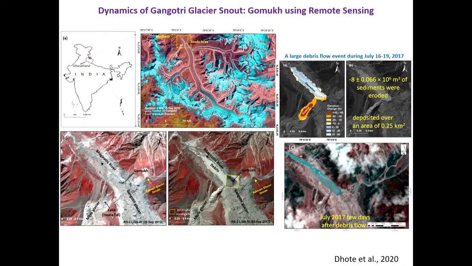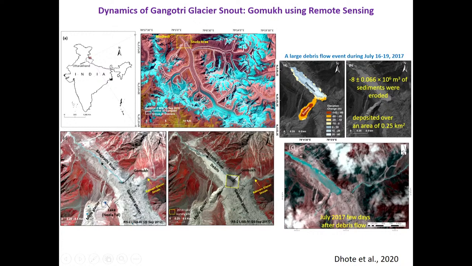Some more slides I would like to take on the different hazards that can happen in snow and glacier. This is the example of the Gangotri glacier. You know that this is the Gangotri glacier and these are the companion glaciers. This is the Meru glacier. Due to a debris flow in February 2020, there was a sudden release of debris, and it blocked the Bhagirathi river channel, which comes out from the Gomukh of the Gangotri glacier.